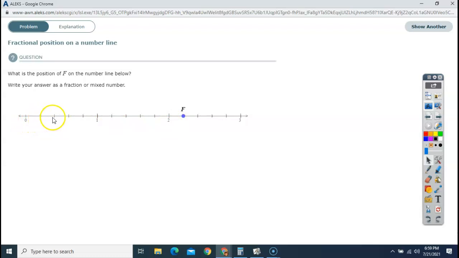So 1, 2, 3, 4, 5. So I'm at 2 and 1/5, because they're broken up into fifths. The next one.